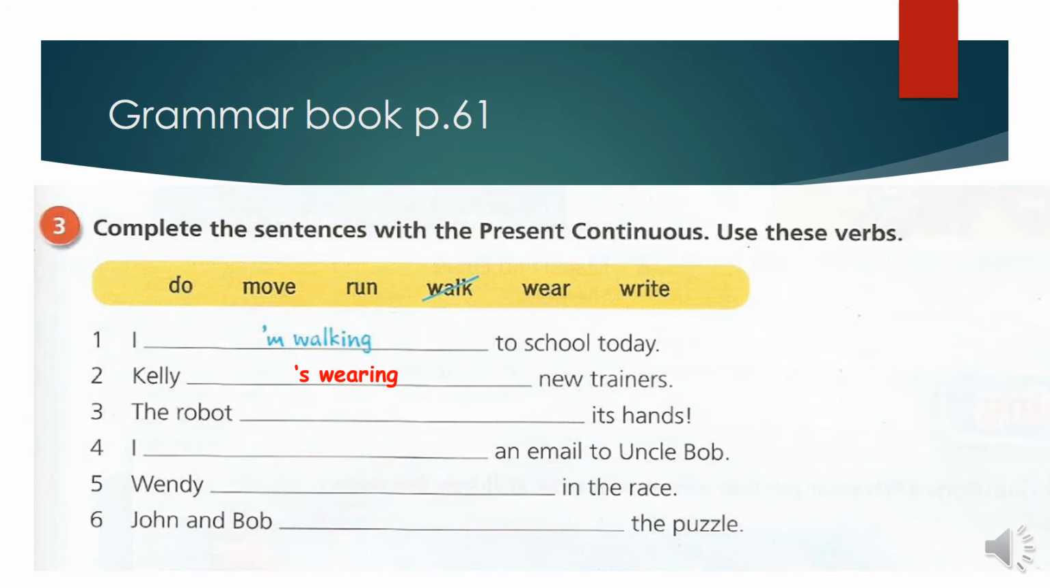Number three, the robot hands. So, the robot is moving its hands. Number four, I an email to Uncle Pop. I'm writing an email to Uncle Pop. Number five, Wendy the race. Wendy is running in the race. Number six, John and Pop the puzzle. John and Pop are doing the puzzle.